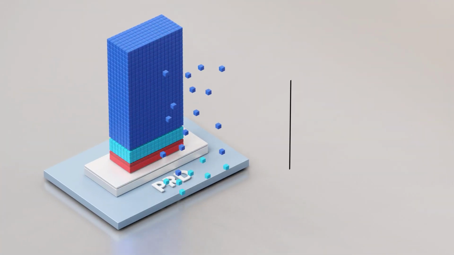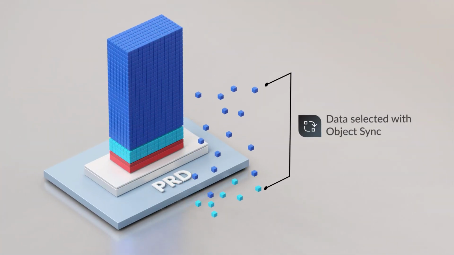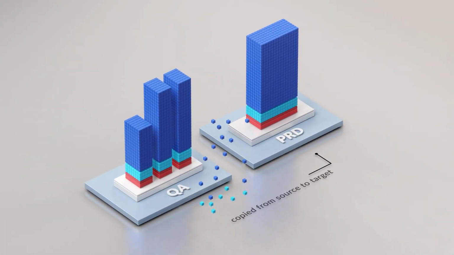Object Sync allows you to select data for a specific instance of a type of data in order to be able to copy that data from a source system into a target, allowing people to get just the data they need when they need it.